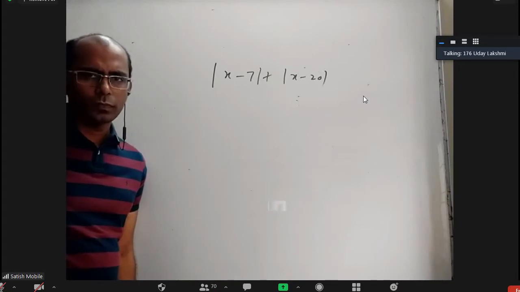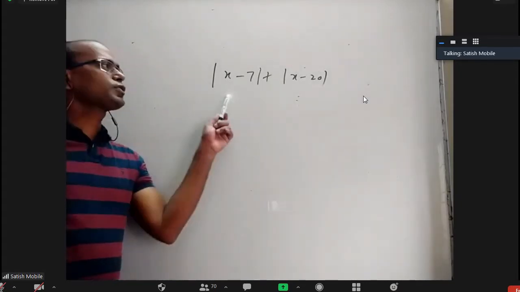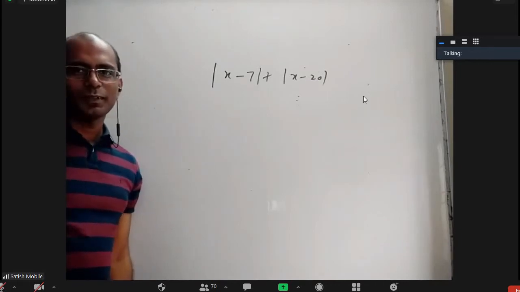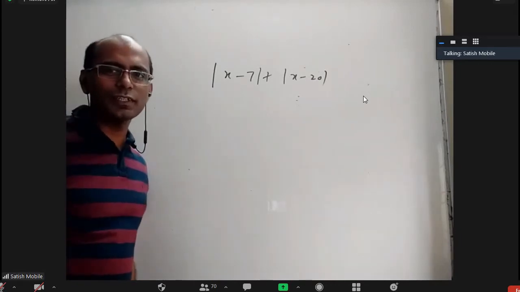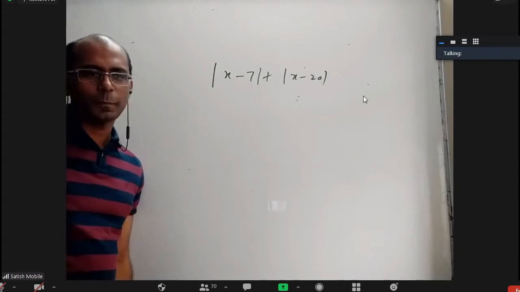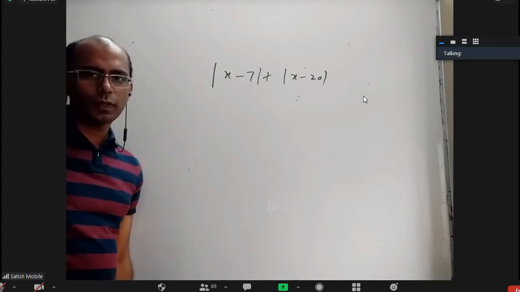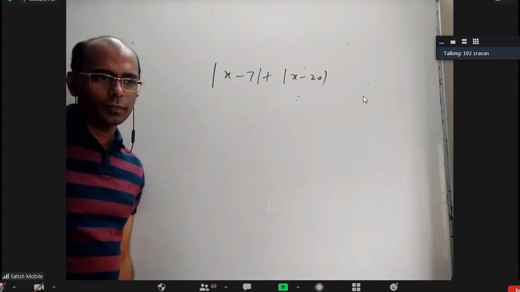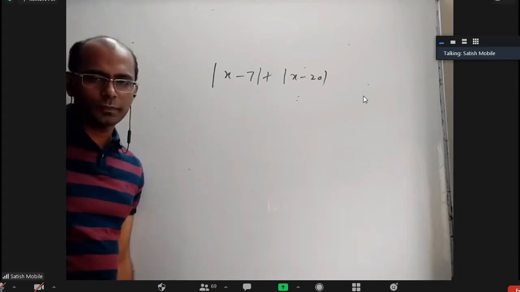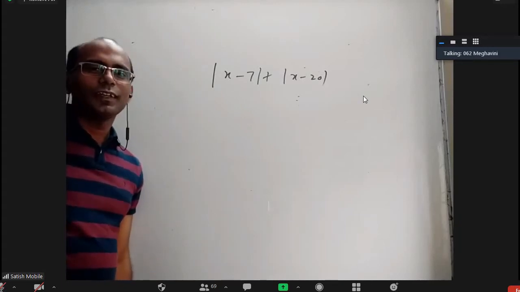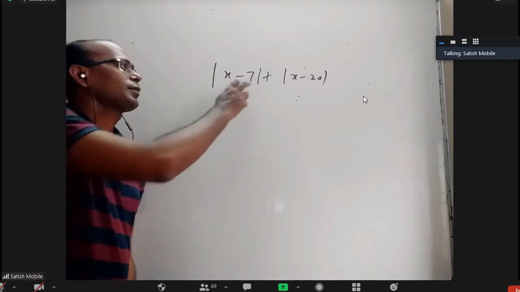Zero, sir. This minimum is 0, this minimum is 0, but the sum's minimum is not 0, because there is no number where both can be 0 simultaneously. 7 or 20? 7 also not correct. 20 also not correct. Whatever x you take, I don't care. What is the minimum value of this?